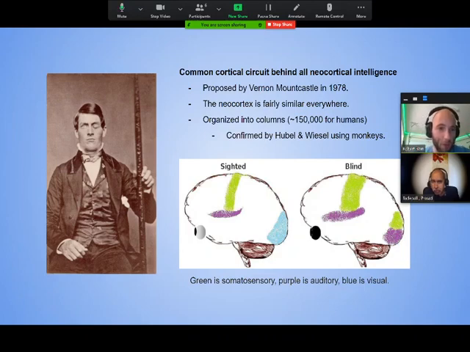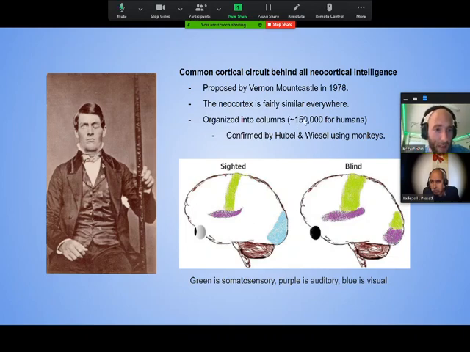And this was originally proposed by Vernon Mountcastle in 1978. Part of the inspiration for him coming up with this is, sure, if you look under a microscope, there are differences in different parts of the neocortex, but it's actually more striking how similar they are.